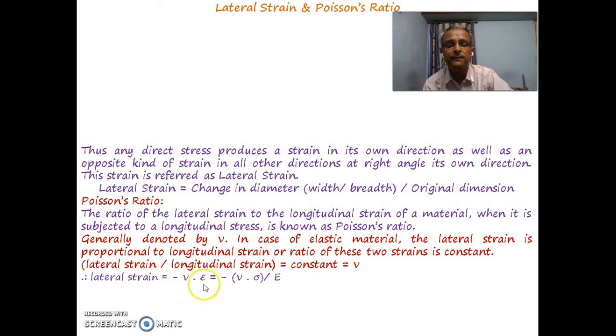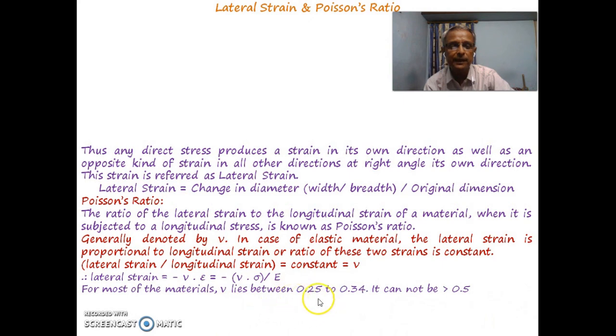Why is the minus written? If length is increasing, the diameter or other dimension will be decreasing. If length is decreasing, the other dimension will be increasing. So it is opposite of what is happening with the force applied. That is minus mu times epsilon, and epsilon is sigma divided by E, so it can also be written as minus mu times sigma divided by E, where E is Young's modulus. For most materials, mu lies between 0.25 and 0.34, and it cannot be greater than 0.5.